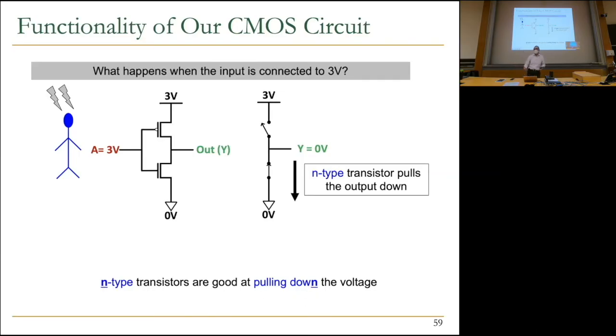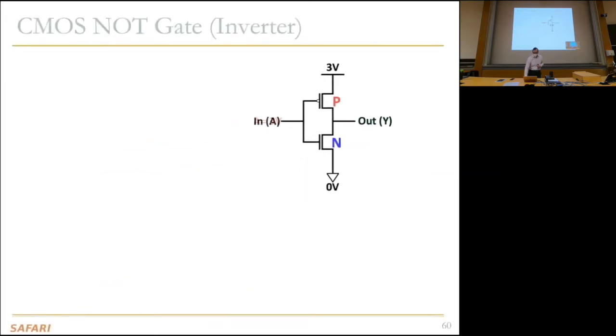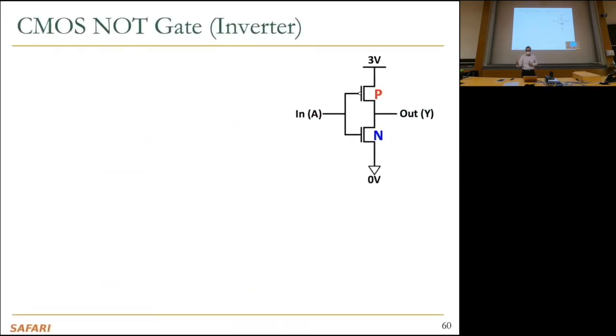Okay, so now we built an inverter. This is how you can build a logical inverter. You apply high voltage, you get low voltage at the output. You apply low voltage, you get high voltage at the output. This is also called a NOT gate.